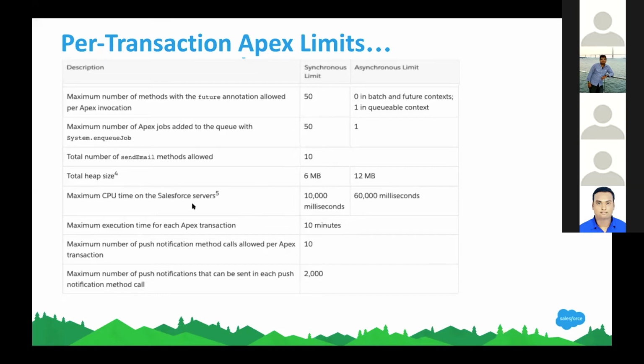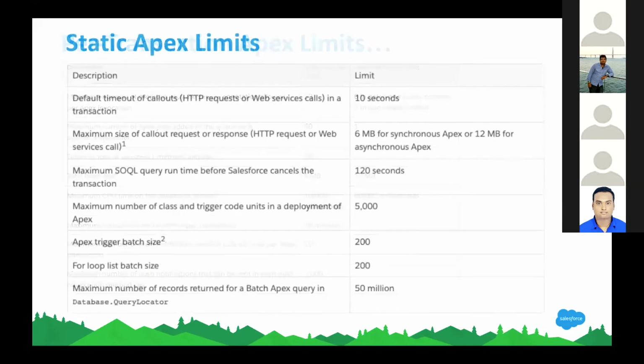And the maximum execution time for each Apex transaction, it can be a class or method or any invocation that has happened, cannot cross over 10 minutes. That's the limit that is bound for now. And the maximum number of push notification methods that can be called per Apex transaction is 10, where each method can have a different notification, but summing up all those notifications, it can have only 2000 notification method calls. So that's the number to keep for now.